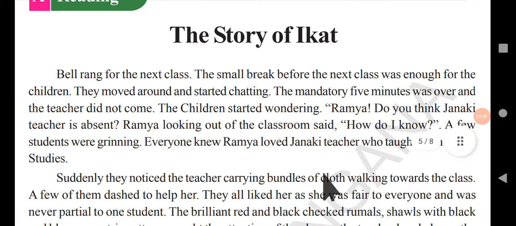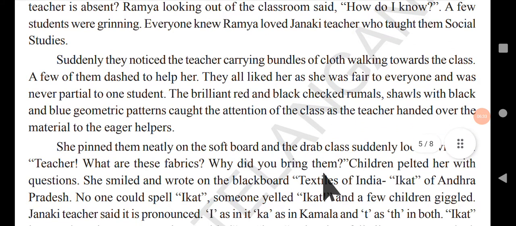Okay, next one. Suddenly they noticed the teacher carrying bundles of cloth walking towards the class. So suddenly when they were discussing and chatting like this, the teacher was there. She was just walking towards the class. A few of them dashed to help her. They all liked her as she was fair to everyone and was never partial to one student. The brilliant red and black checked rumals, shawls with black and blue geometric patterns caught the attention of the teacher as the teacher handed over the material to the eager helpers.